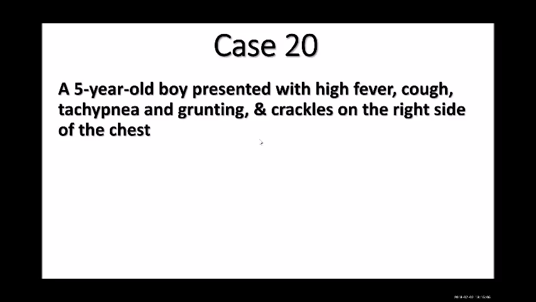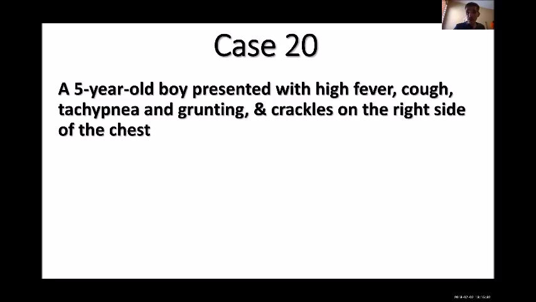Okay, 5-year-old boy present with high fever, cough, tachypnea, and grunting. Crackles on the right side of the chest. So tell me a differential. Tell me what you think of. It's possible that he's a 5 years old, having a fever and cough and grunting of atypical infection. So it's an infection, right?